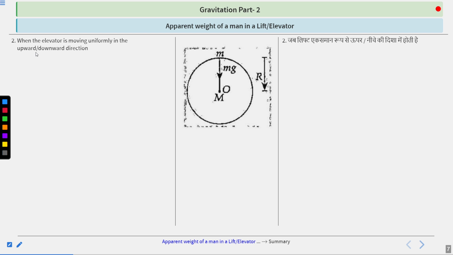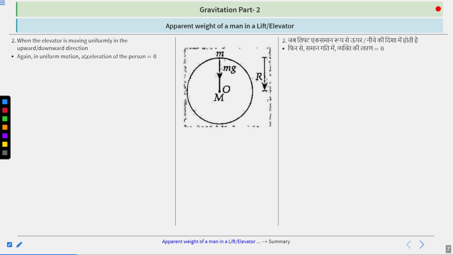Now, the second condition is that the elevator is not at rest, it is moving uniformly in the upward or downward direction. The motion is uniform. It means it is not speeding up or slowing down, but moving uniformly. Maybe it goes in the upward direction or maybe it comes in the downward direction. But it is moving, it is not at rest.